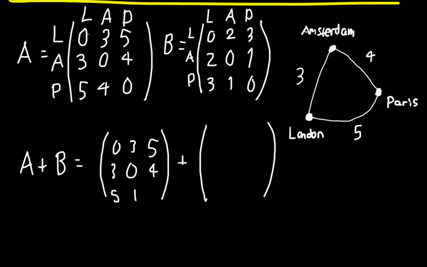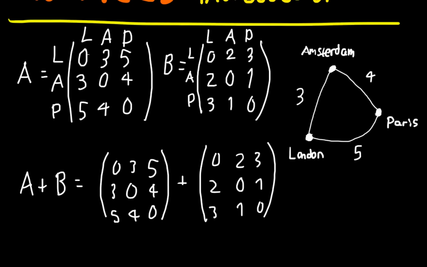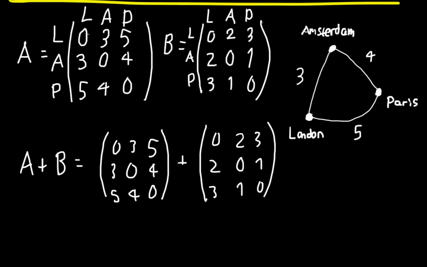So, it just won't take very long. 2, 3, 2, 1, 3, 1, 0. And we're going to find the sum of these two matrices. Okay, let's just quickly write down here. So, let's add element by element.